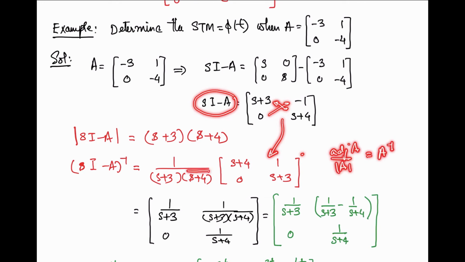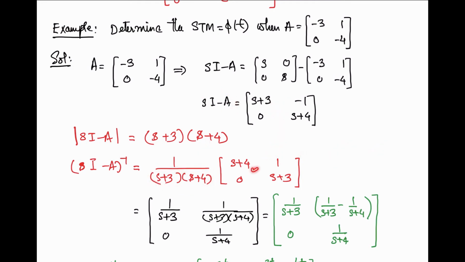inverse. So this is the determinant that we are going to have from this equation, and dividing this matrix with this one, you are going to get the inverse of this matrix sI minus A. So once you get this one, here you can see s plus 4 divided by this one, so this 2 will be cancelled out. This is 1 by s plus 3, 1 divided by this one, and then 0 divided by this will become 0, s plus 3 will be cancelled out, 1 divided by s plus 4. So this is our inverse sI minus A inverse, this part, right?